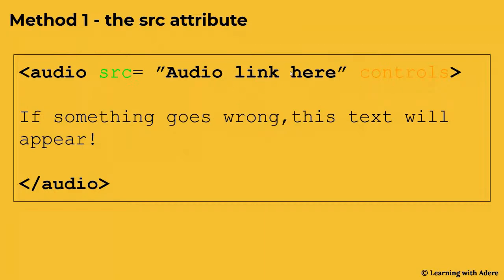Same way we had a link for our image, we're also going to use a link for our audio file. So if something goes wrong, this text will appear. In between these opening and closing tags, we can put text. In case the audio file isn't loading, maybe the computer can't find the link you put in, or maybe it's some type of bug, this text will appear instead, if that makes sense. So that's the first method for adding audio.